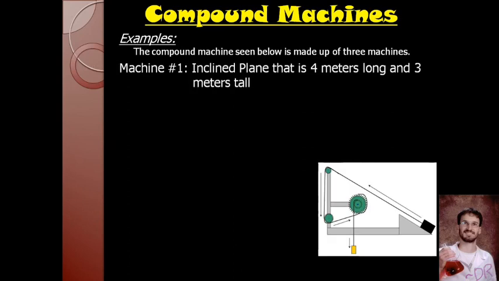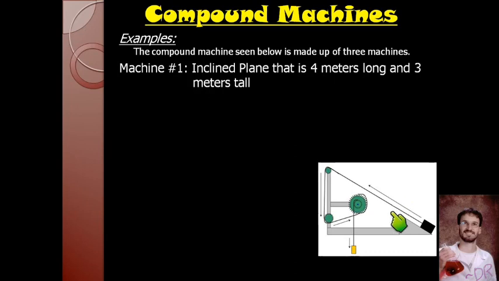So here we have this compound machine. We have a ramp or an inclined plane. We're trying to pull this thing up. We attach a rope to it. We wrap it around a couple of pulleys. Those are pulleys. And then we have a wheel and axle system here. We put another mass on it, and we're pulling down to try to make that go up.